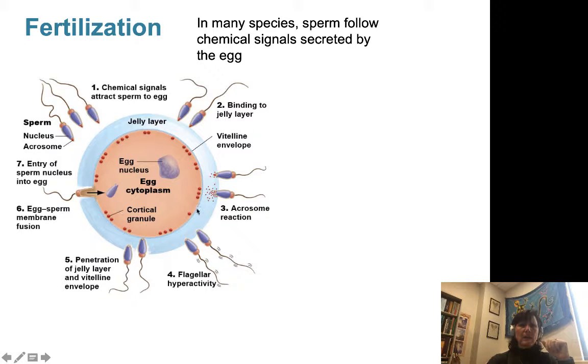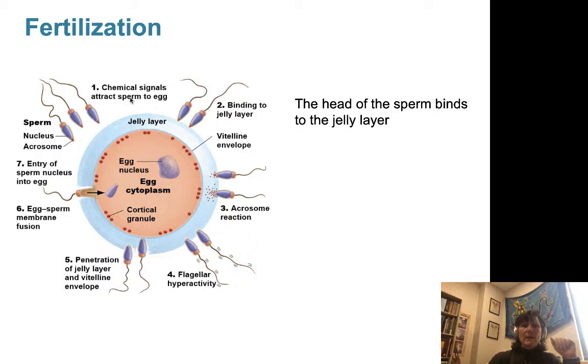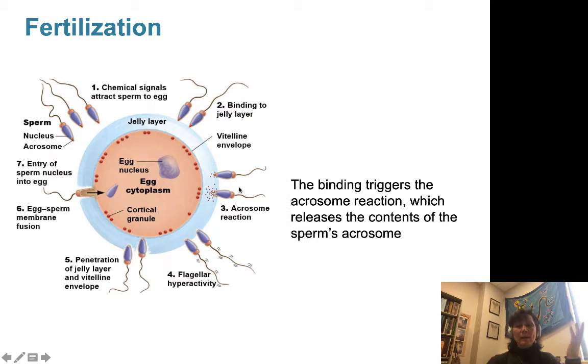So in this diagram, here's the egg. This is the genetic complement from the mother. You can see the jelly layer, and we're going to start here. For many taxa, eggs will actually release a chemical or hormonal signal that attracts sperm to them. Once there, they're going to need to find some way to make it through this jelly layer. And on the heads of sperm is this acrosomal layer that is composed of enzymes that help to break down that jelly layer so that they can then enter the egg proper.